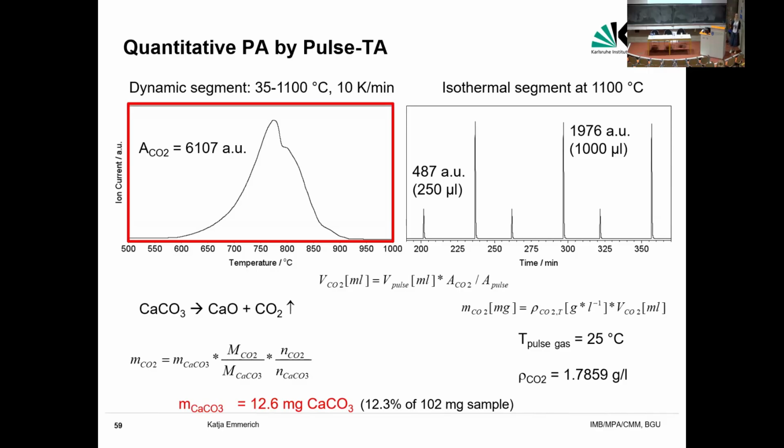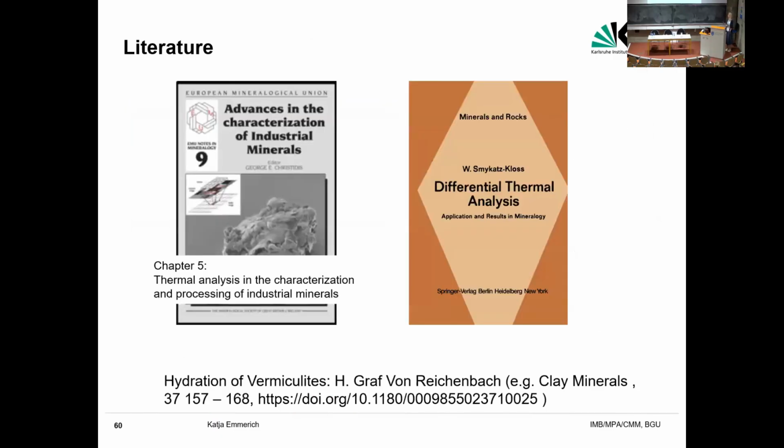There are other applications of pulse-TA. You can also use pulse-TA to study the interaction of a sample with a certain gas. If you study catalyst reactions or whatever, you can use it in various ways. But we use pulse-TA for quantitative analysis, especially for carbonates. And I think with this I'm at the end, before I show you some examples of how to read a measurement or several curves of a measurement.